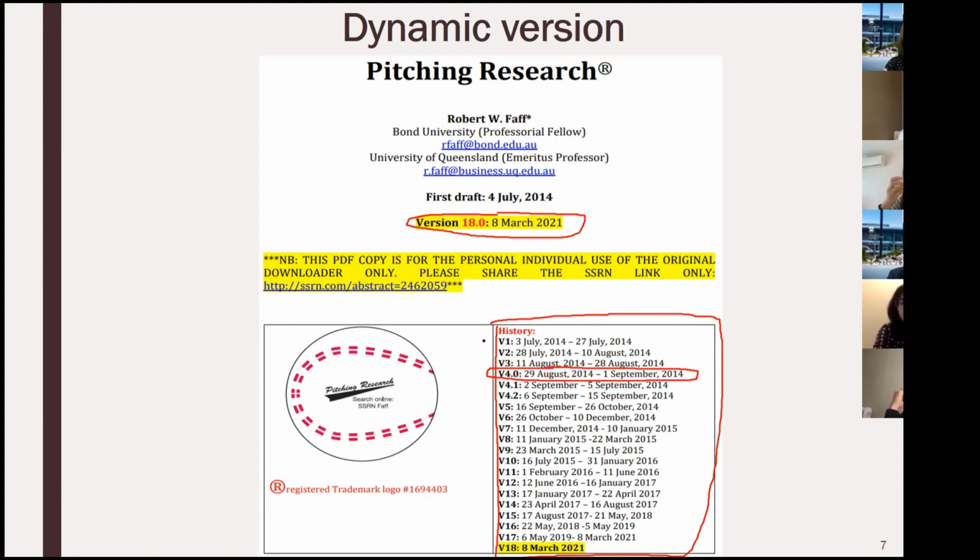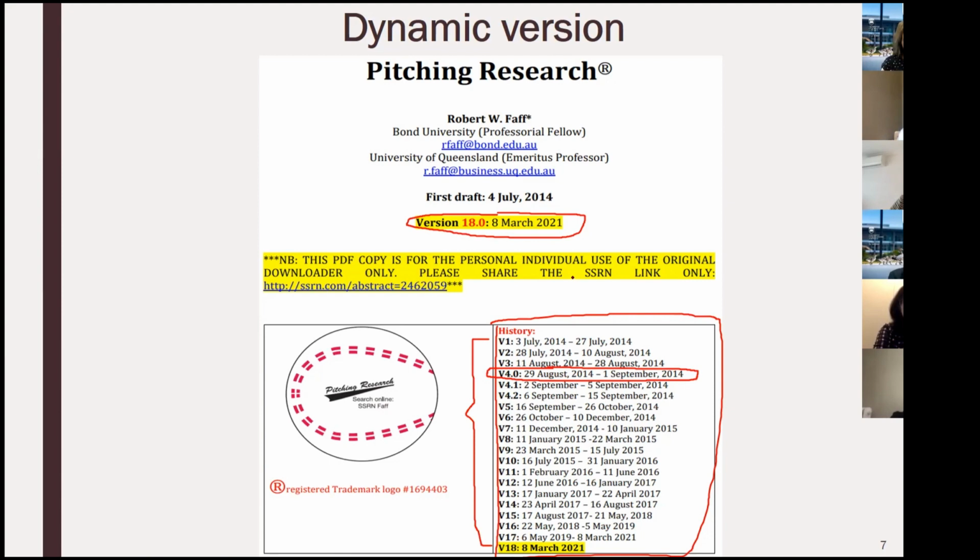If anyone is interested in seeing the previous versions, we may request Professor Robert to share them with us, to see how the live version of pitching research is evolving over time. So that's that. These are the two papers. One is the seminal paper, and this one is the live dynamic paper, which you can keep checking if a new version comes. Anything new, Professor Robert has included.